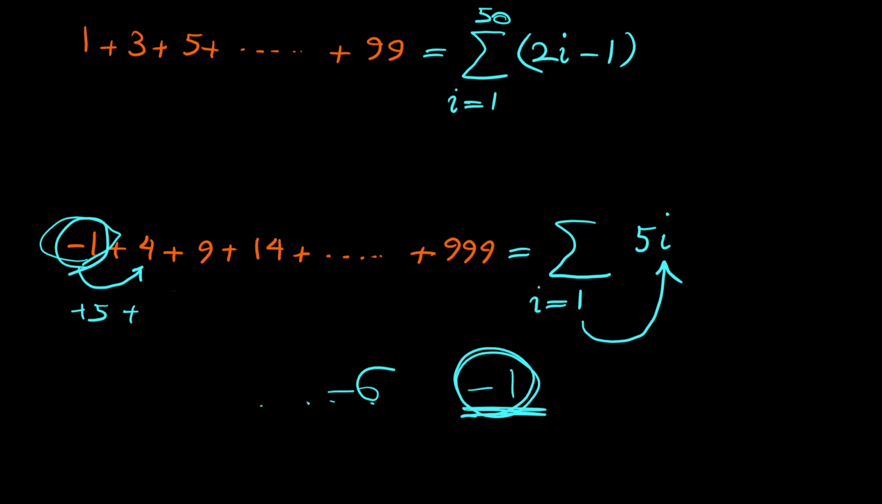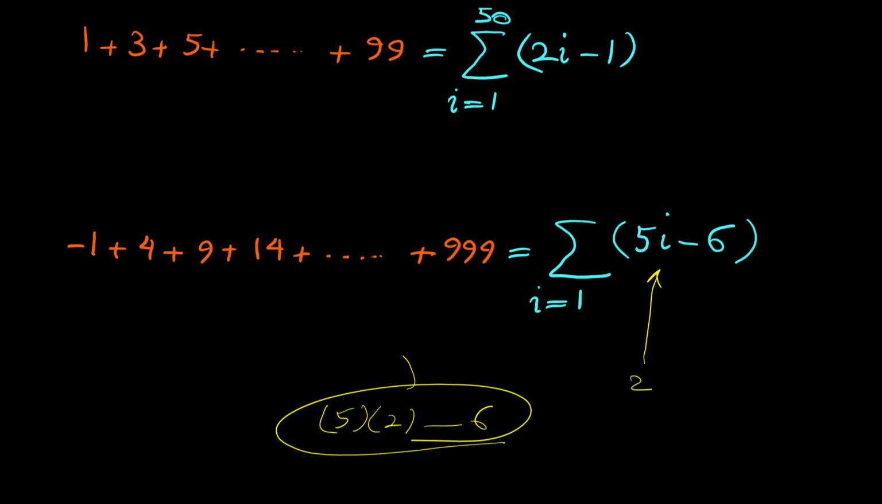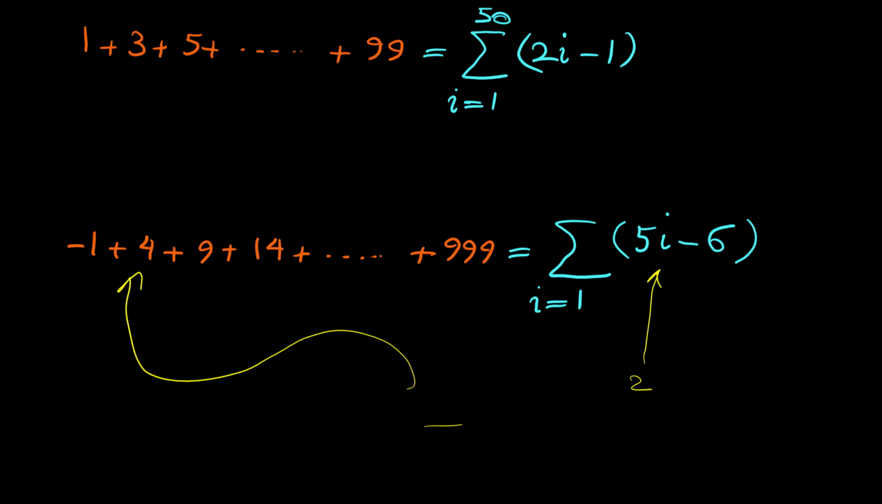So we can write this in the form of 5i minus 6. But let's make sure that this is right. If we plug in 1, it is right. What about 2? If we plug in 2 here, 5 times 2 minus 6 is 4. If we plug in 3, it should be 9, which it is. So our formula is right.